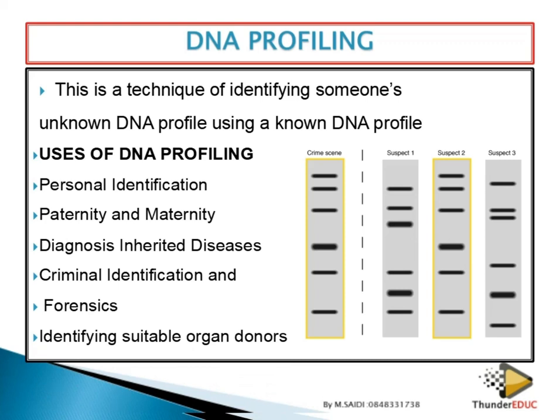Also, DNA profiling is used in forensics for many things. For example, if the police find a body that is burnt beyond recognition or decomposed beyond recognition, they will use DNA to find out who this person possibly is. Also, DNA profiling is used for identifying suitable organ donors.